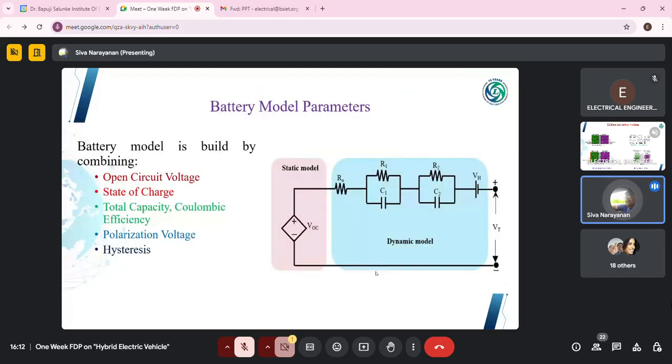Generally our model is called a static model, and it is also called the dynamic model. In the static model, you will have only the open circuit voltage, and in the dynamic model, you will have R0, R1, C1, all this. By the naming convention, what is the main difference? Static means we are not going to connect any load. In dynamic, we will be connecting the load to the battery and seeing what is happening.